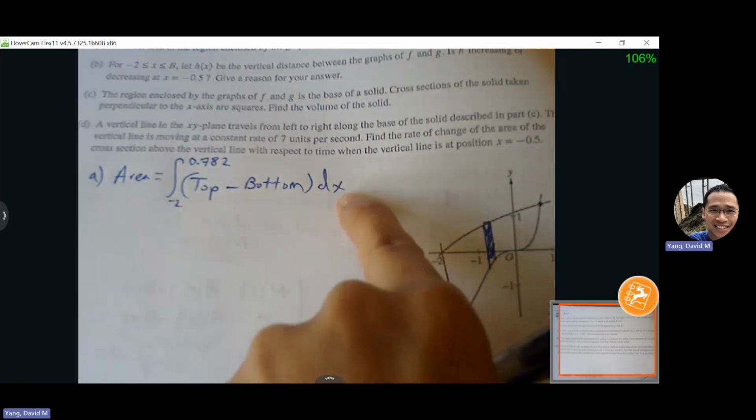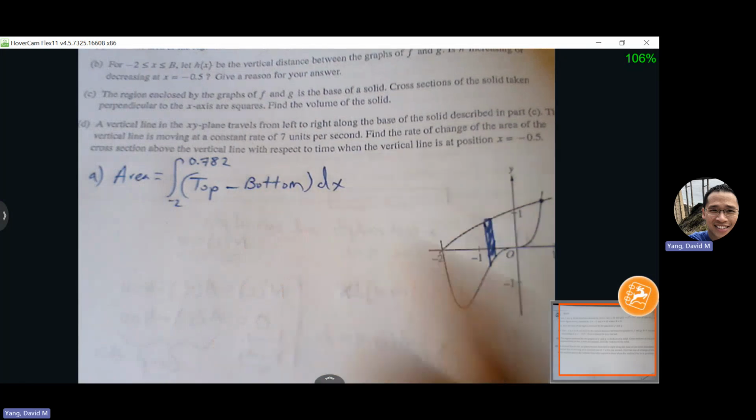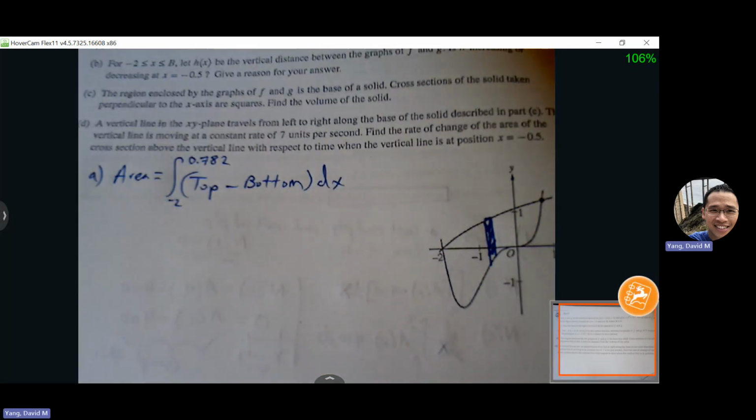this top minus bottom is one-dimensional, it's the height component. The dx is the width component. We don't have to add any more square to it. Okay, so the squared is for disk and washer method, but for area, it's just top minus bottom. We don't square anything. It really is as clean, as simple as that formula.